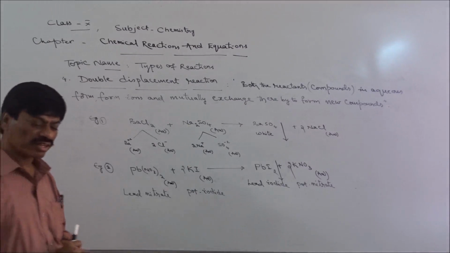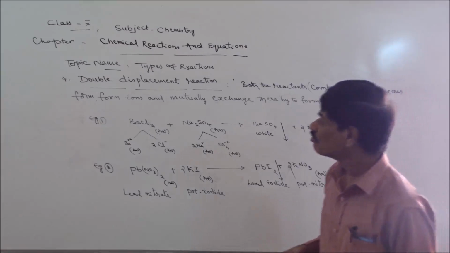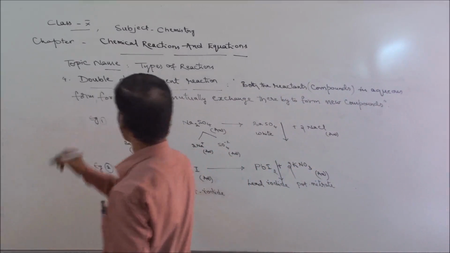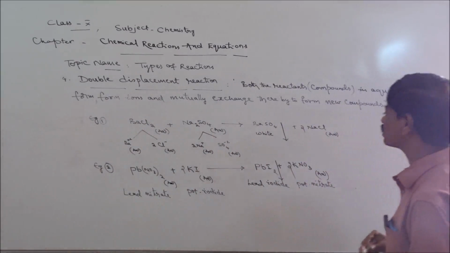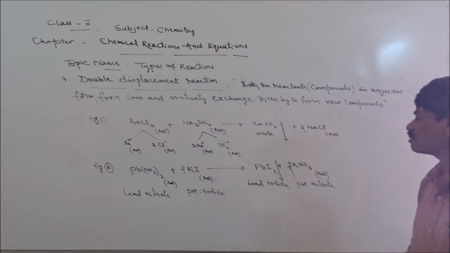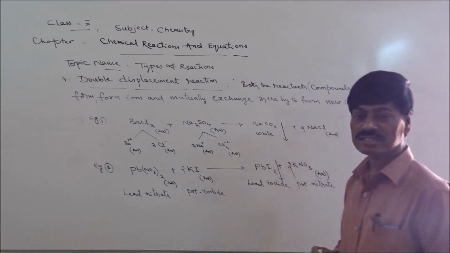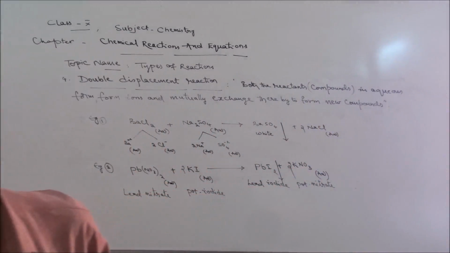Now let us see once again what is meant by double displacement reaction. A reaction wherein the two reactants which are there in the form of compounds will form ions and then mutually exchange the ions, thereby forming the new compounds. Such a reaction is called double displacement reaction. In such reactions, we will get a precipitate. In example 1, barium sulfate is the precipitate. In example 2, lead iodide is the precipitate. That is about double displacement reaction.